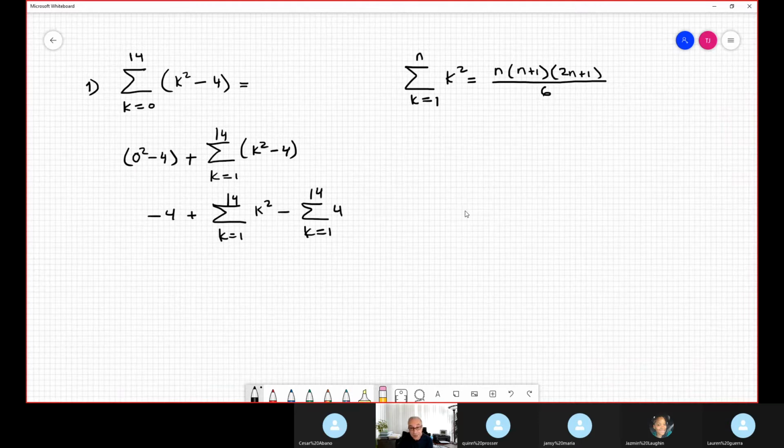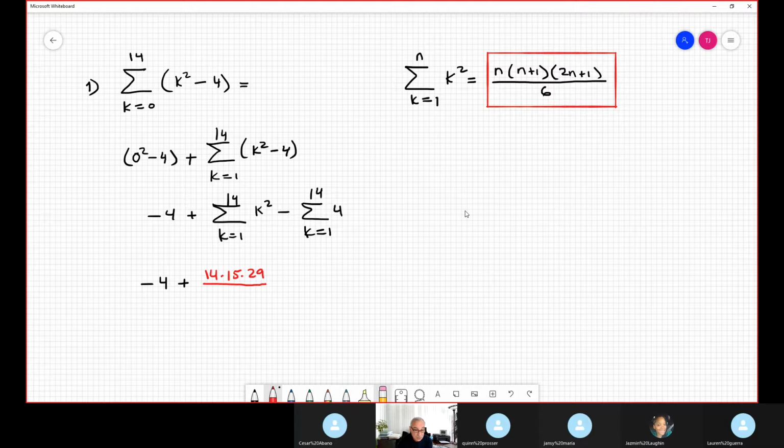Okay, n represents any natural number, no? In this case, 14. So this is negative 4 plus something. Look at the formula. The formula says n. Guys, this formula is super useful in calculus 1. N, in our case, is 14, the upper limit. N plus 1 is 15. And 2n plus 1 is 2 times 14, is 28, plus 1 is 29. So basically, this summation is equivalent to 14 times 15 times 29 divided by 6. Do you see that? Everyone saw that?